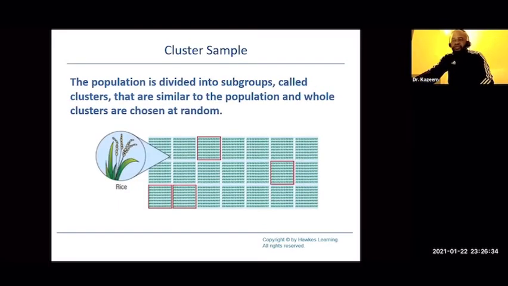Now, the next sampling technique is what we call cluster sampling. Cluster sampling is a situation where the population is divided into subgroups called clusters. They are similar to the population, and whole clusters are chosen at random.